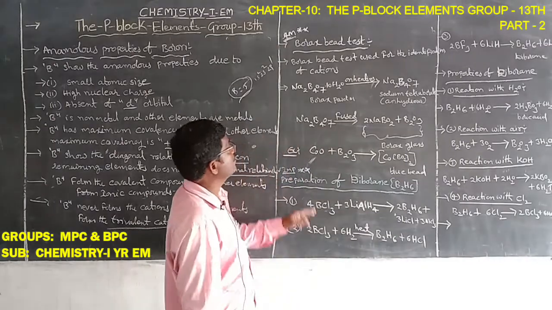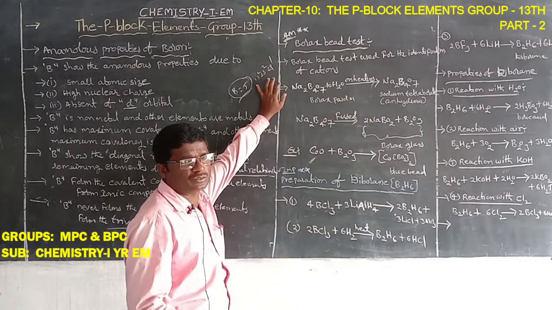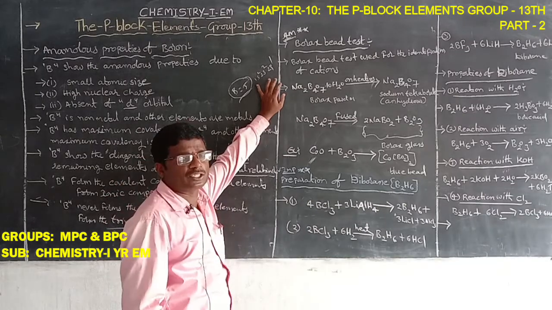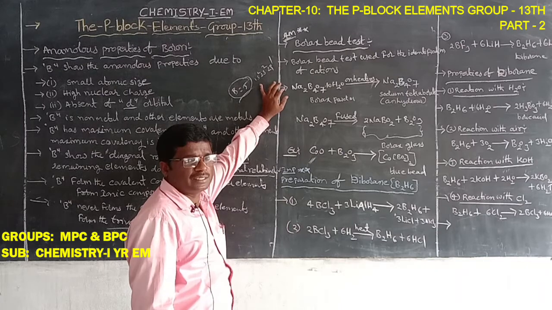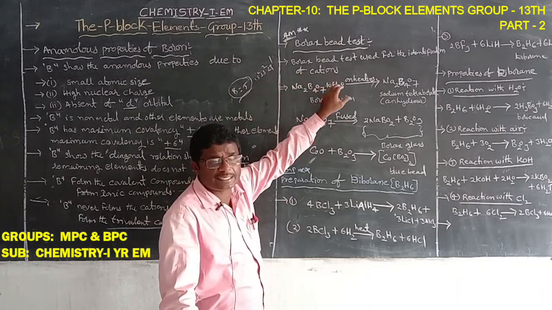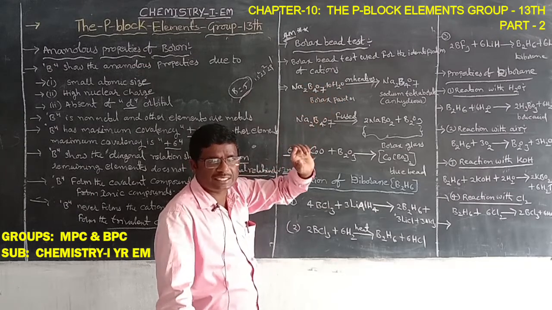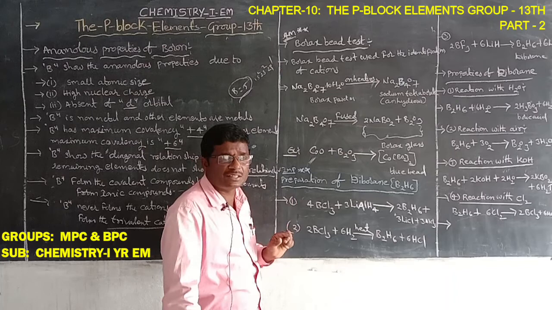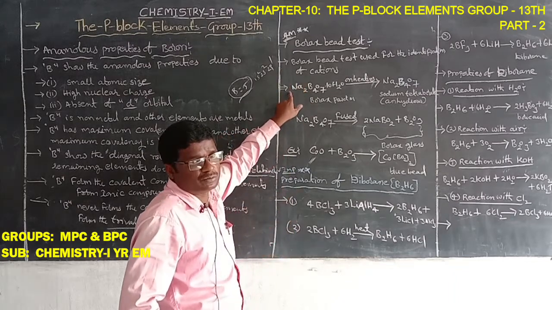Next, another one, the borax bead test. It is very important in 4 marks questions. Explain the borax bead test and give an example. Here is the first point: the borax bead test is used for the identification of cations.